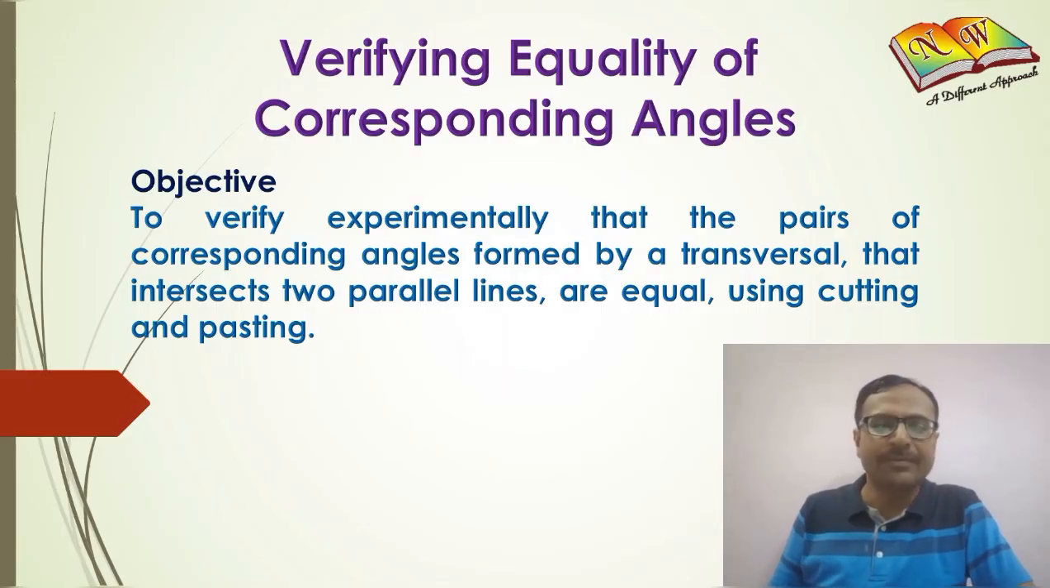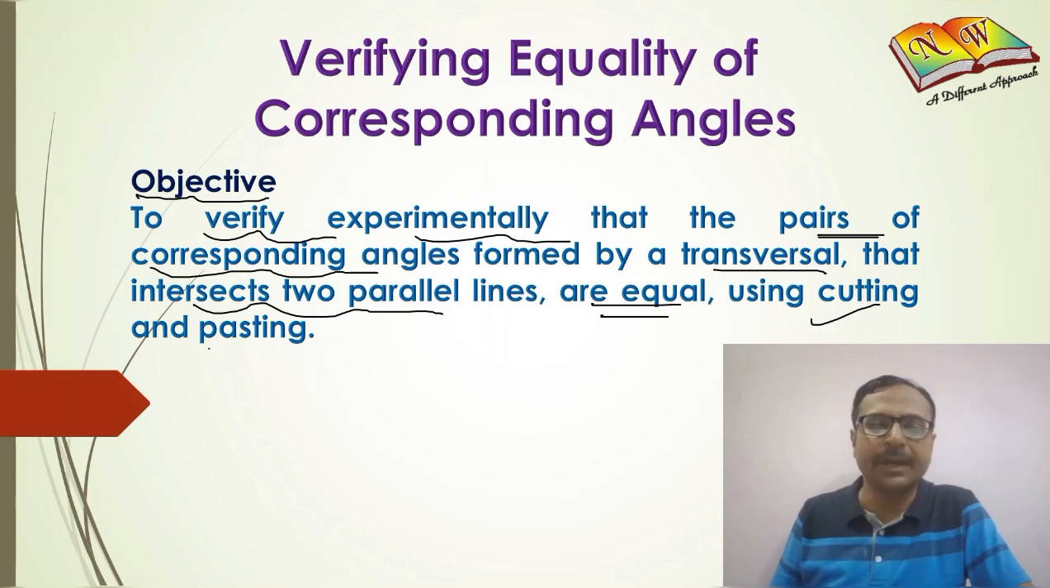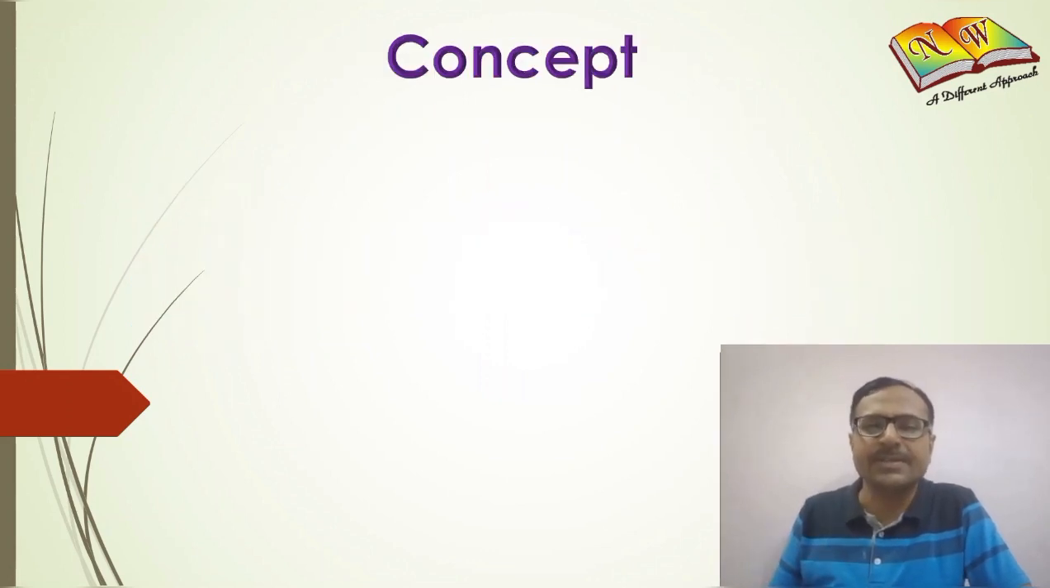The objective of this particular activity is to verify experimentally that the pairs of corresponding angles formed by a transversal that intersects two parallel lines are equal. And we will be doing this using the cutting and pasting activity. Let's understand the concept first.